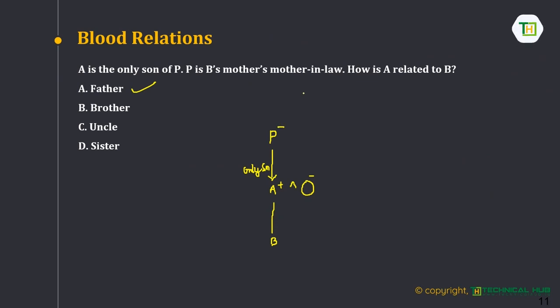So B's mother's mother-in-law. Mother-in-law means here husband's mother. Clear? So B's mother here, the name is not given. Okay, so this is B's mother. Means A and B's mother's child is B. So how is A related to B? Means father. Okay. Yes. Coming to the next one.